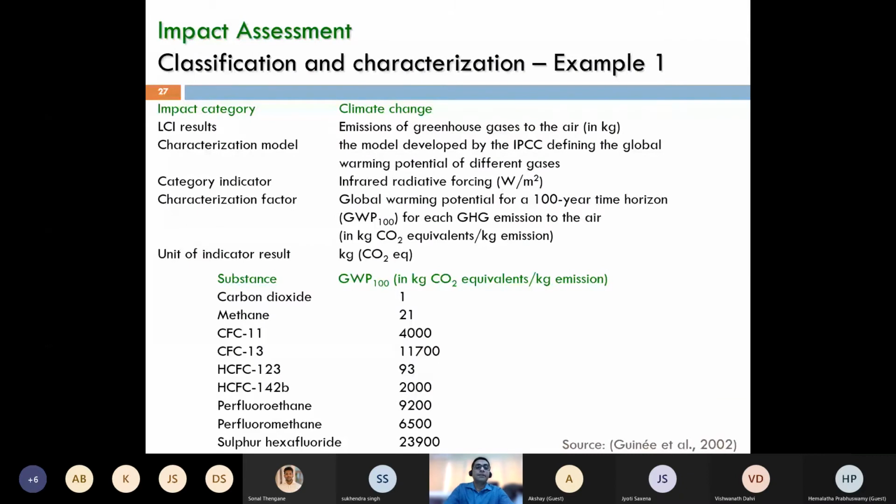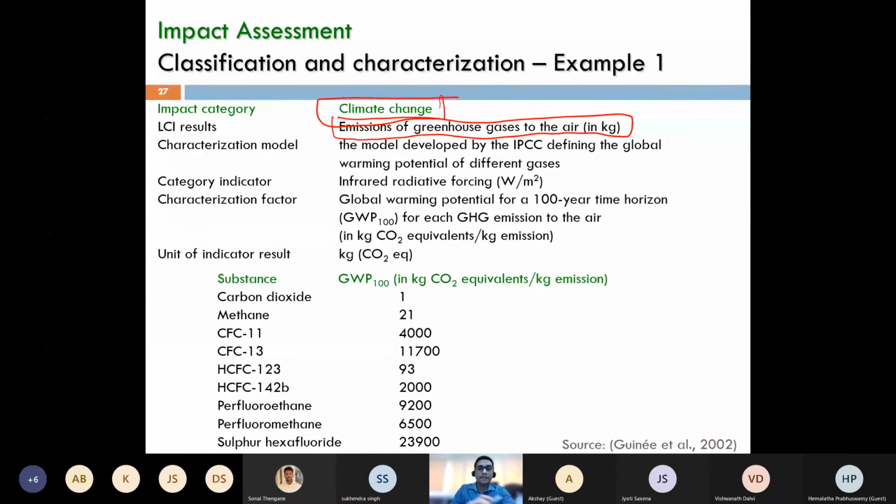So now, how do we calculate these midpoints? We'll try to understand this with the help of an example. Say I take the category of climate change, or global warming potential. What does it try to quantify? It's quantifying the emissions of greenhouse gases, which is normally the bucket of six main gases, but it now has a lot more gases as well.